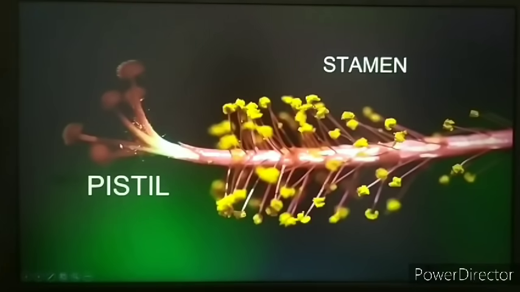And what is this center part called? The center pink or reddish pink part of the flower is called the pistil, which is the female part of the flower. This is where the pollen needs to go so that the flower can make the seeds.